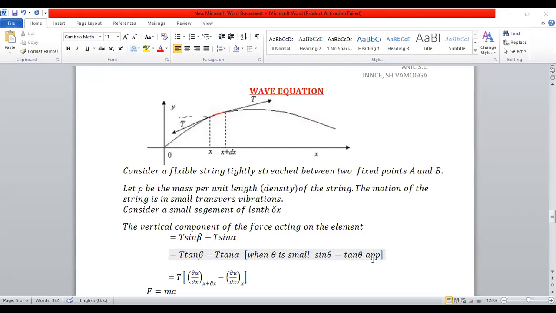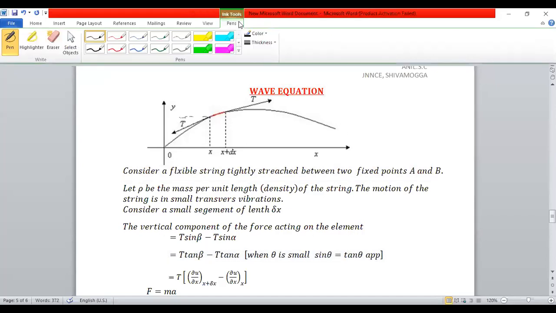One-dimensional wave equation. Let's consider a flexible string tightly stretched between two fixed points, say A and B. Suppose this is the point A. This is a fixed point, and this is another fixed point, say B. This is the string tightly stretched between these fixed points.